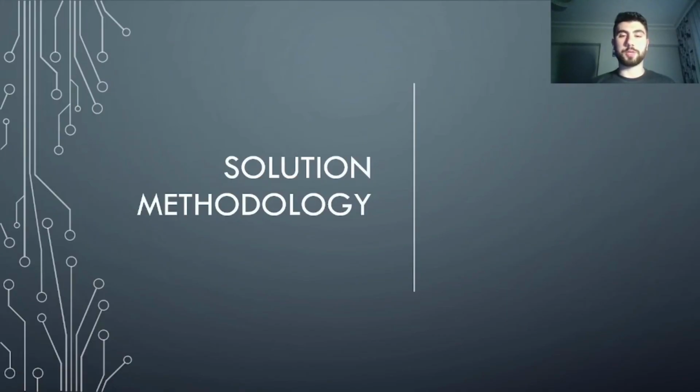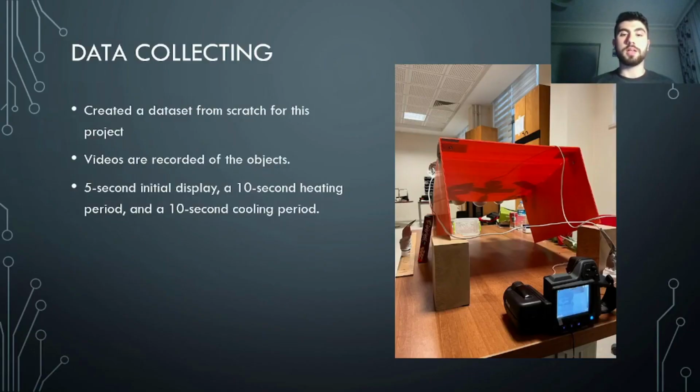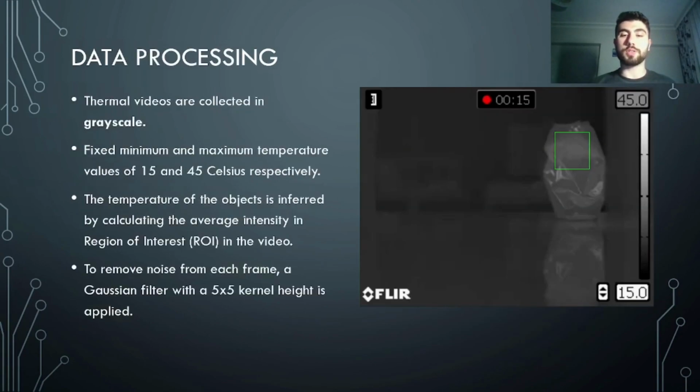Hi, I am Erkani Mert and I will explain the solution methodology of our graduation project. The dataset for this project consists of recorded object videos with a 5-second initial display, followed by a 10-second heating period and concluding with a 10-second cooling period. The thermal videos for the dataset were captured in grayscale with a fixed temperature range of 15 to 45 Celsius. To estimate the temperature of objects, the average intensity within a defined region of interest was calculated. You can see the ROI, which is defined to cover most of the object and enable more detailed data.